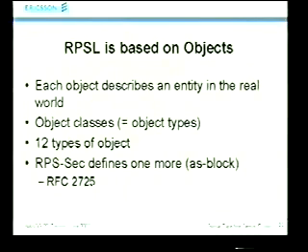Now, as I said, RPSL is based on objects, and each object or record describes an entity in the real world. There are different types of objects. They call them object classes. Some people, you might see written that RPSL is based on classes. What they mean is different classes of object, different types of object. There are 12 types of object, and RPSL defines one more, the AS block. That's the routing policy system security. I'll talk about that later.